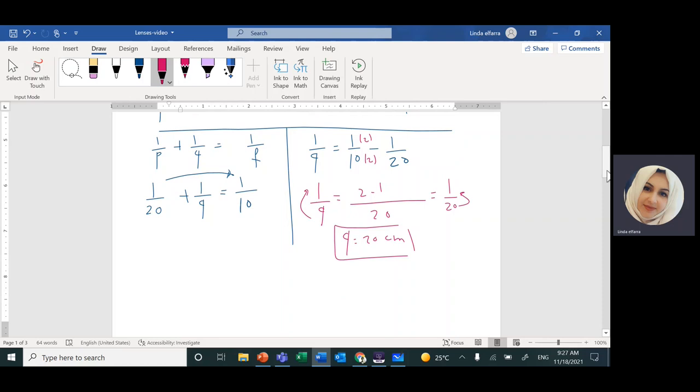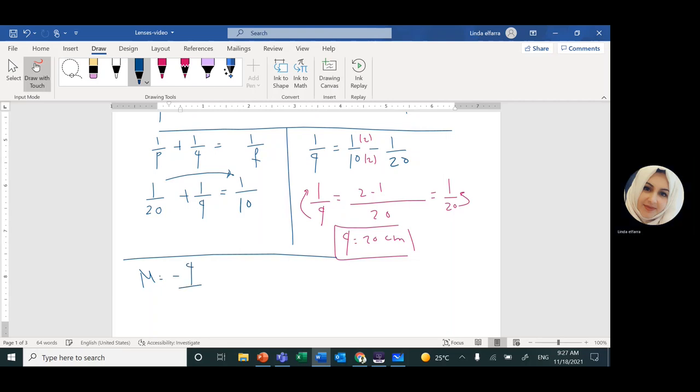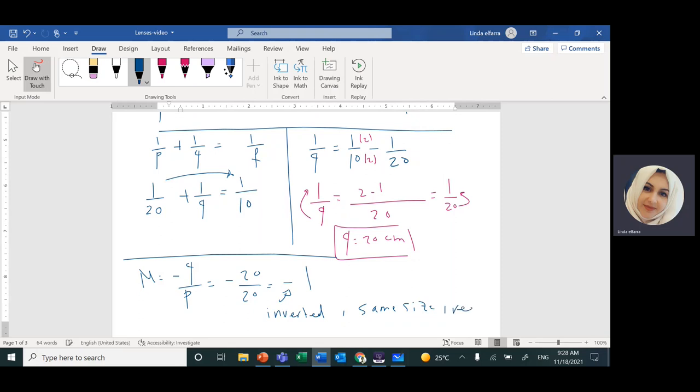So let's find the magnification. The magnification M will be minus Q over P, minus 20 divided by 20. It will give me minus 1. The minus means the image is inverted. The 1 means it's the same size as the object. And since it's inverted, it will be a real image. And of course, it will be on the back of the lens.